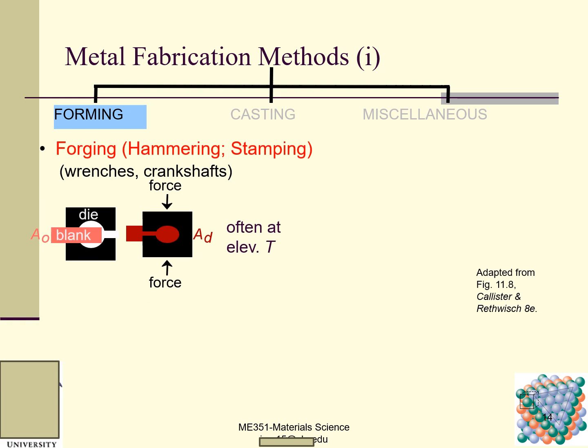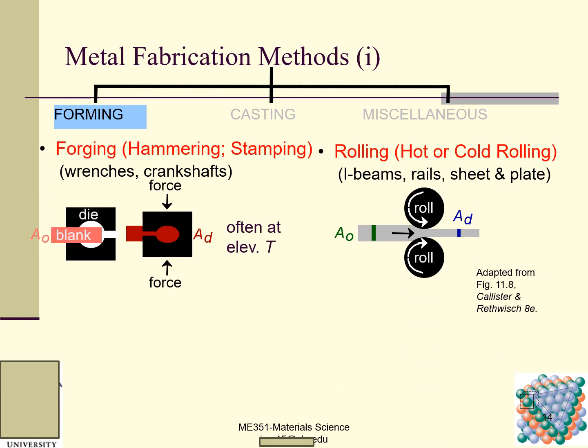Then we move on to metal fabrication methods. Forming: this is the hammering, the stamping, wrenches, and these are craft shop forces. This blank is a workpiece, and we apply the force here to get our final shape. This is rolling. These are two rolls, and here is the workpiece. We just put it there, and these two rolls compress it, and we have a thinner workpiece.